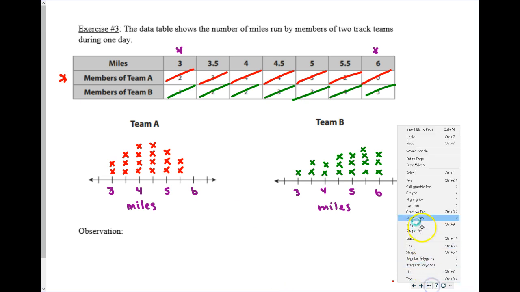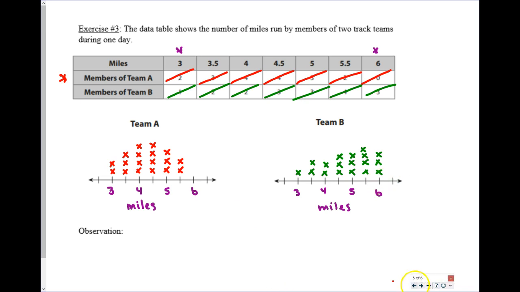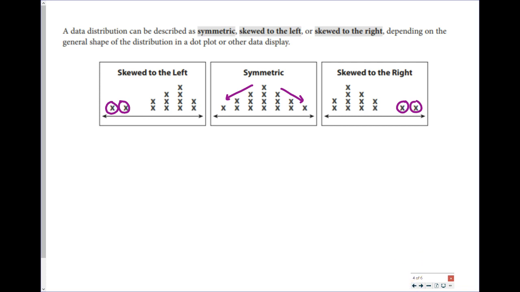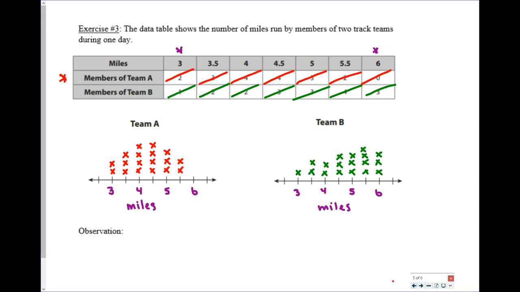And now I'm going to try and come up with an observation, and I'm going to use this right here that I just learned, this skewing, to kind of help describe my graphs. So when I look at Team A, I notice that Team A is symmetric. Most of the numbers around the middle go down, so it kind of looks like this. You have a height and then it goes down. Okay, that's symmetric.